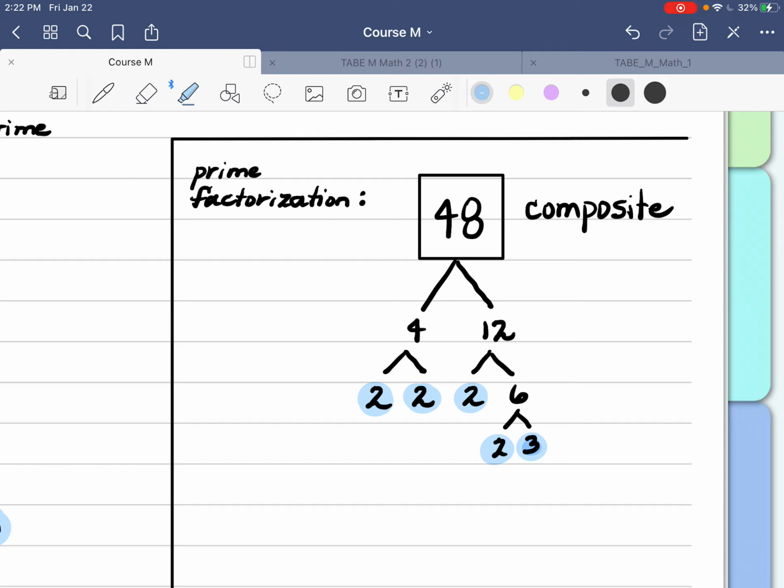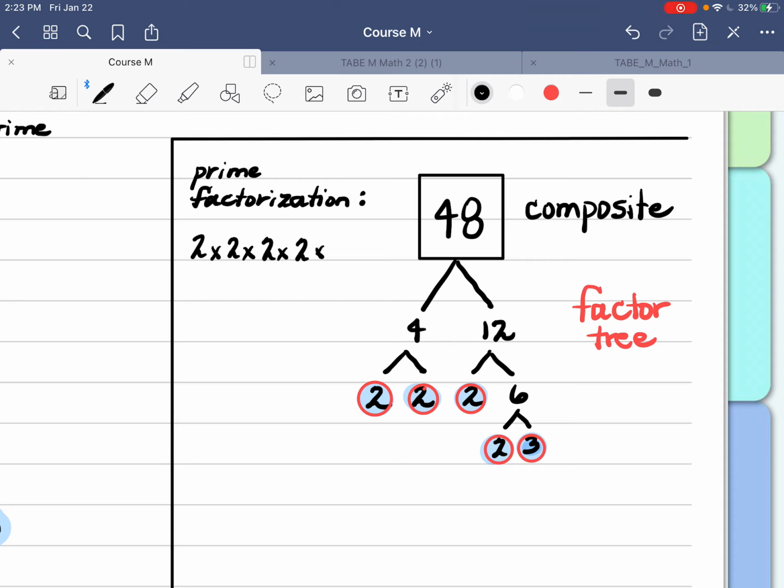This is called a factor tree. Let me go ahead and write that in for you. This, with all these lines, is a factor tree. And with a factor tree, you pick the lowest hanging fruit. So you have the 2, the 2. Imagine these are apples. You pick the lowest ones. So the prime factorization of 48 is going to be 2 times 2 times 2 times 2 times 3.